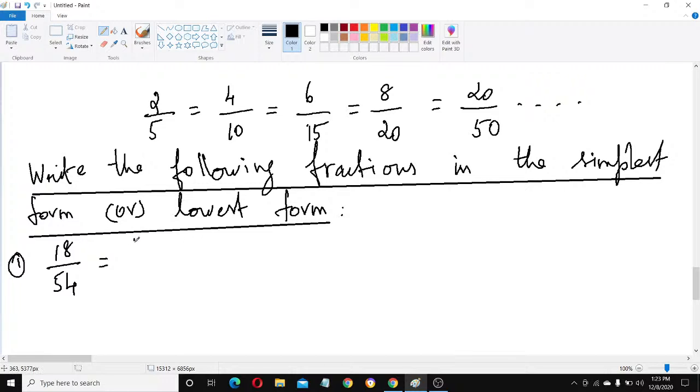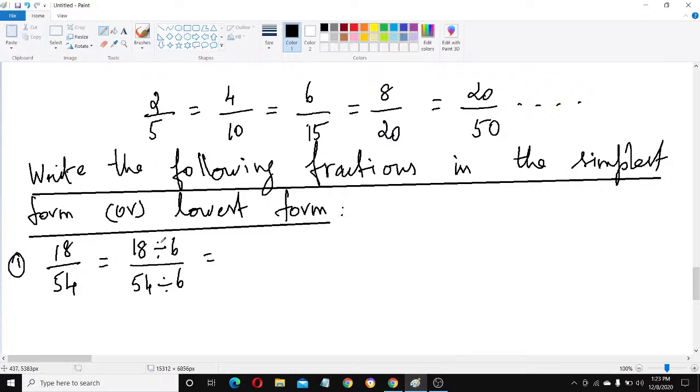18. 2 is a common factor between 18 and 54. 3 is also a common factor between 18 and 54. 6, 9. Now I am going to use 9. Otherwise, first I will use 6. 18, the numerator, I will divide by 6, and the denominator also I will divide by 6. 54 divided by 6. 18 divided by 6.